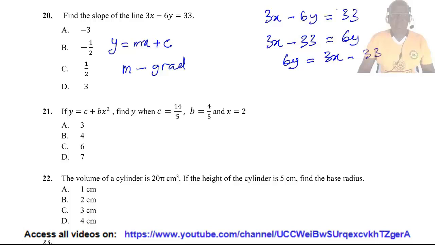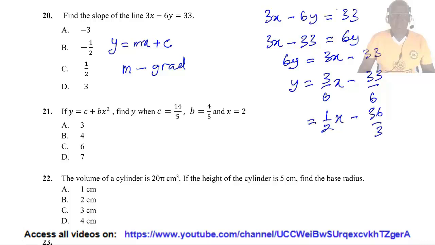Now, dividing through the equation by 6, we shall get y to be equal to 3 over 6 x minus 33 over 6, or y equals half x minus 33 over 6. Comparing this equation with this, m equals half. So the gradient is half. That is C.